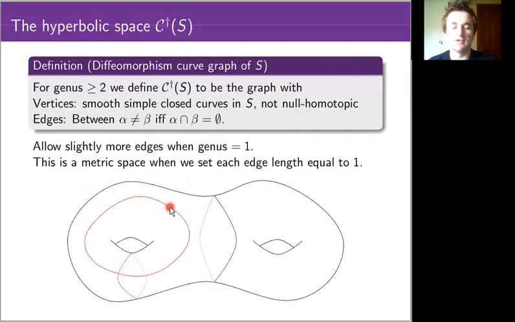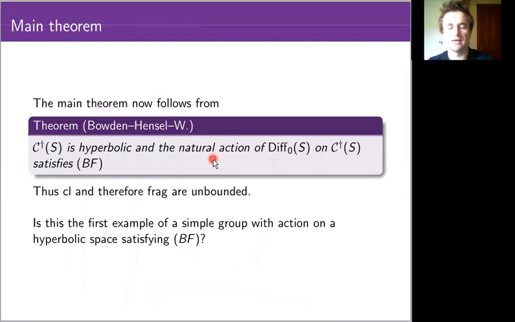So here's an example of some vertices in C dagger. We've got this red curve here. It's adjacent to this blue curve because they're disjoint. And the blue curve is adjacent to the pink curve. But the red curve and the pink curve aren't adjacent because they intersect. Our main theorem now follows from the fact that C dagger is hyperbolic, and the natural action of Diff_0 of S on C dagger satisfies the Bestvina-Fujiwara condition. We can then deduce that there are unbounded quasimorphisms, and so the commutator length and the fragmentation norm are unbounded.